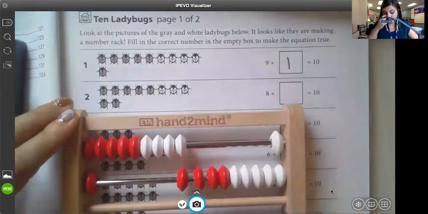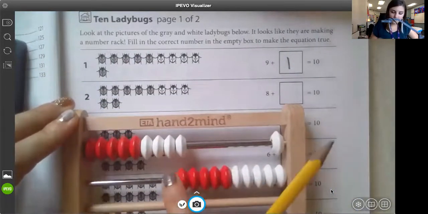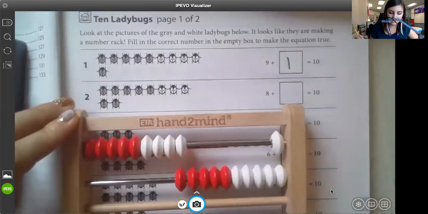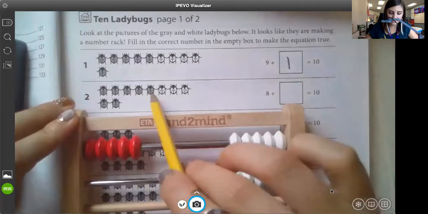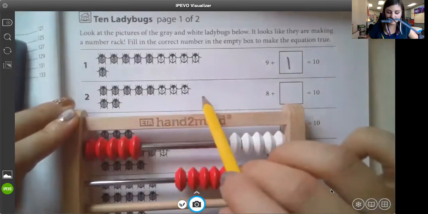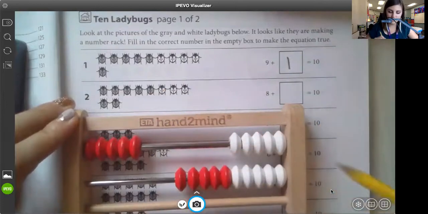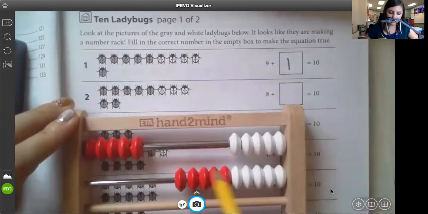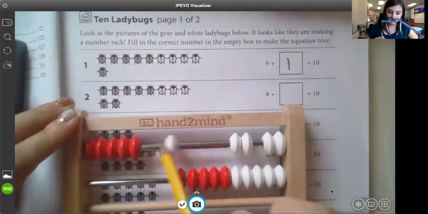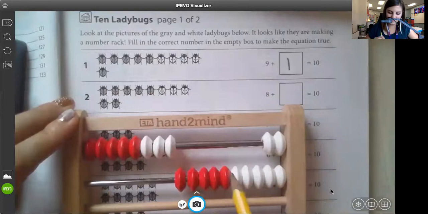Let's take a look at number 2. Let's do the same thing. We know that if there's a red and a white ladybug next to each other, that is a complete set of the red though. Is there a complete set of 5 of the white ones? 1, 2, 3. Nope. So we know we're going to push over all the red and we're going to add 3 white ones. 1, 2, 3.